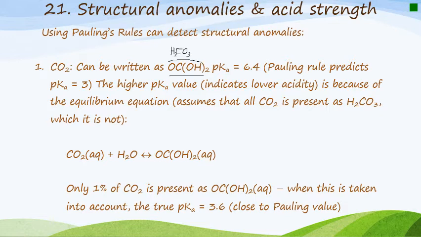The reason that we get this elevated pKa value for carbonic acid is because of the equilibrium equation that assumes that all the carbon dioxide is present as carbonic acid, which is not the case. Not all carbon dioxide can dissolve in water to form carbonic acid. Experimentally, only 1% of the CO2 is present as carbonic acid. When this is taken into account, the true pKa value that we can measure by experiment becomes 3.6, which is closer to the Pauling value that he predicts.